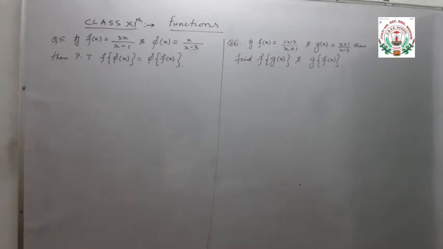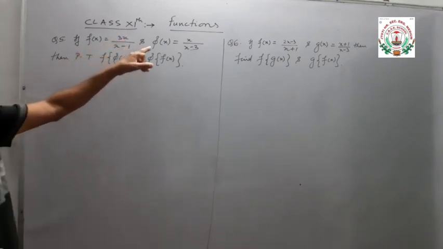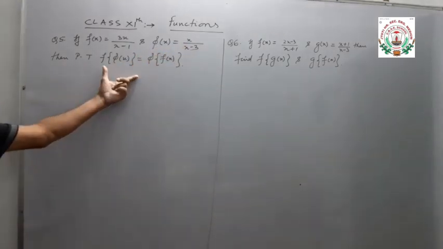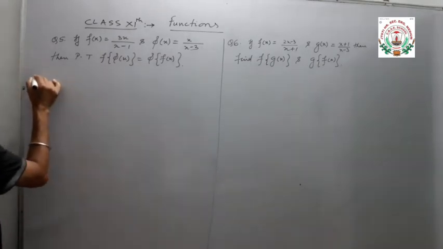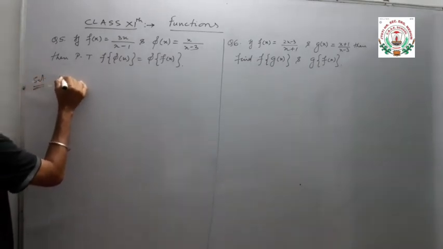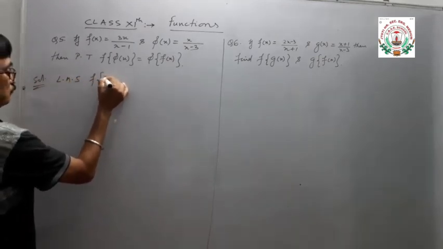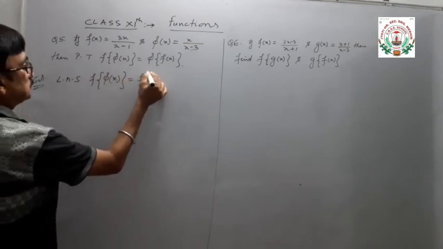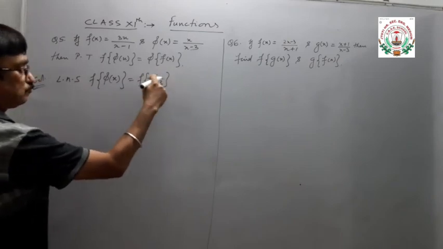Now let's go to question number 5. If f of x equals 3x upon x minus 1 and phi of x equals x upon x minus 3, then we have to show that f of phi of x equals phi of f of x. So solution, LHS, f of phi of x. Phi of x is x upon x minus 3. This becomes the function of x.